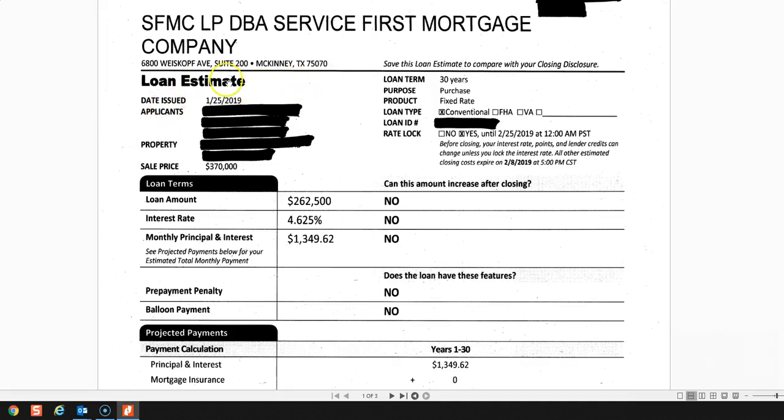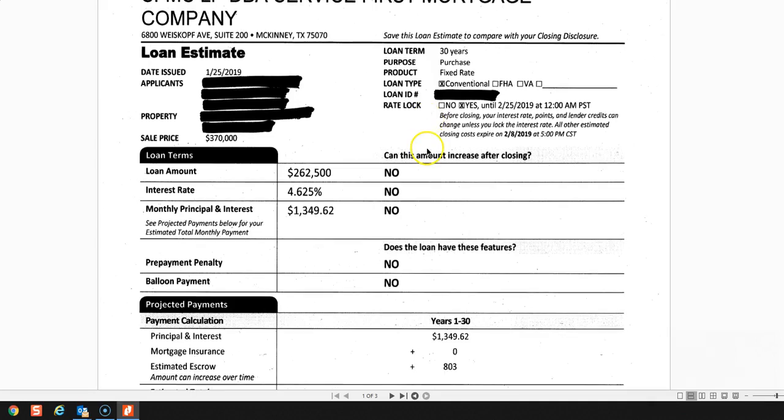So first of all, these are all standardized federal forms. So you'll see the date issued, your name and the property address, the sales price right here, the term, the purpose is a purchase, fixed rate, and then you can see the conventional, and then it'll show whether the interest rate is locked or not. That's important because if it says no, and you're relying upon a certain interest rate, then that can change. In other words, it's not locked in. If the rates go up, then when they lock it, it'll worsen. So just keep that in mind.